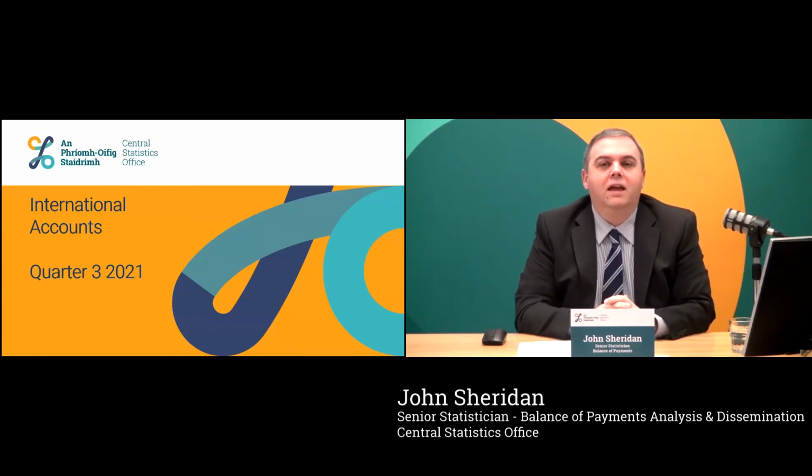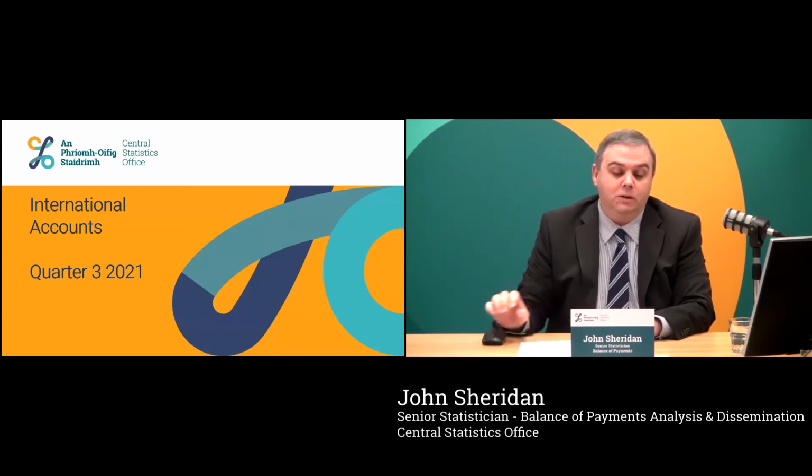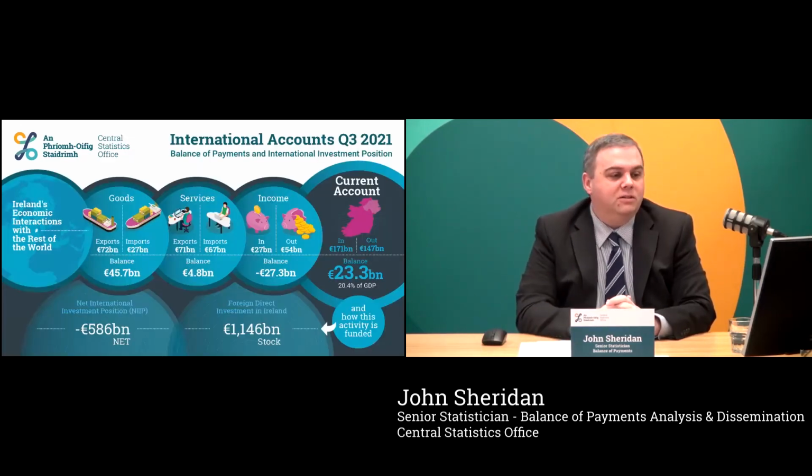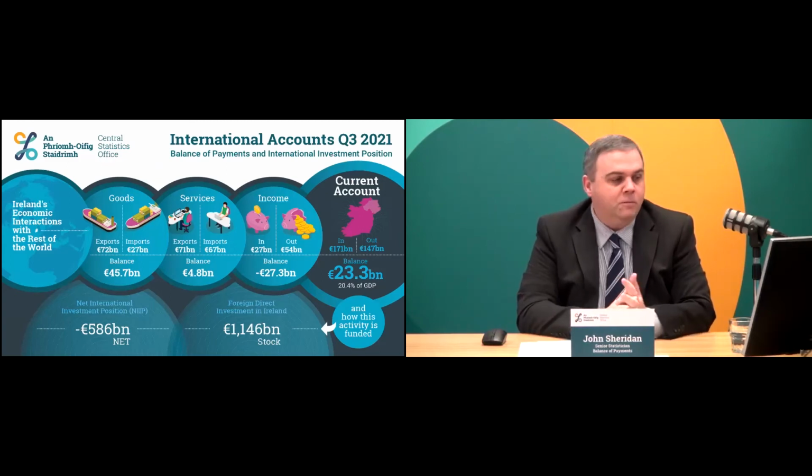Thank you, Chris. So now I'd like to take you through the international accounts for Q3 2021. Firstly, we can see our infographic here, which is a good summary of the results for the quarter. We can see that our goods exports are 72 billion, our goods imports are 27 billion, which give us our balance of 45.7 billion.